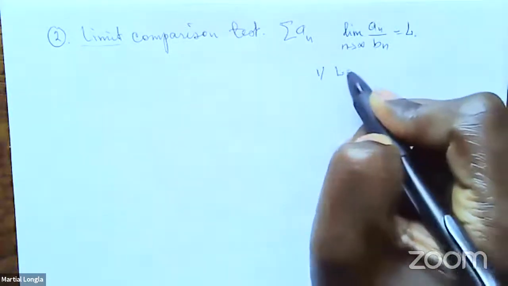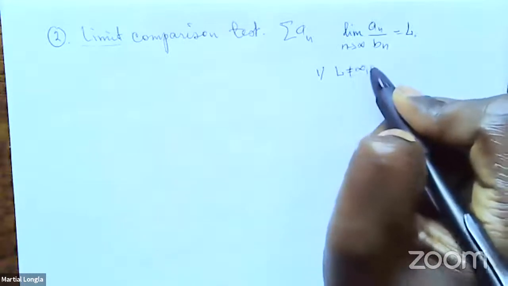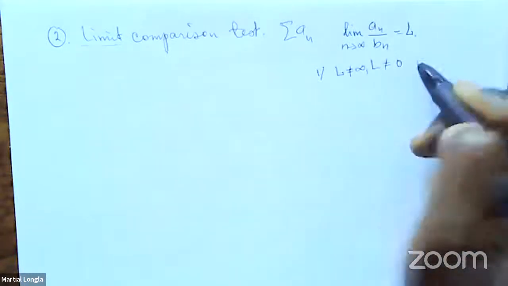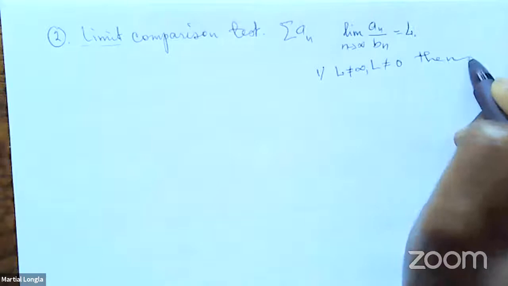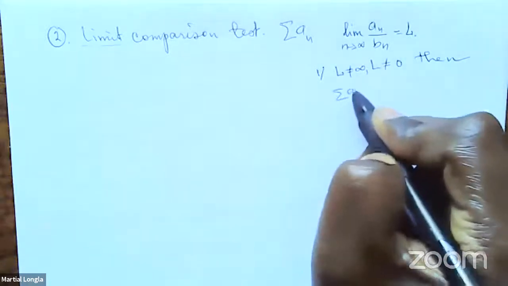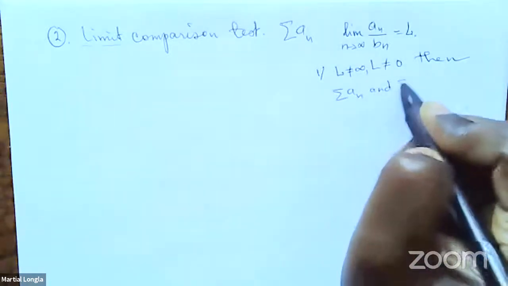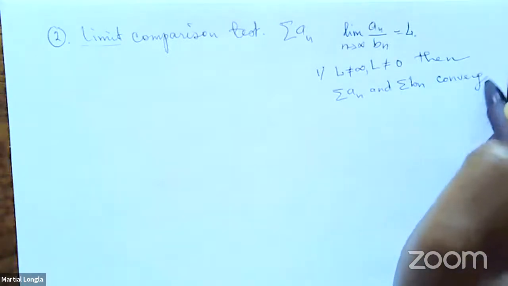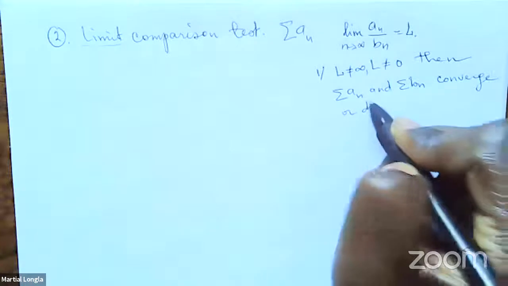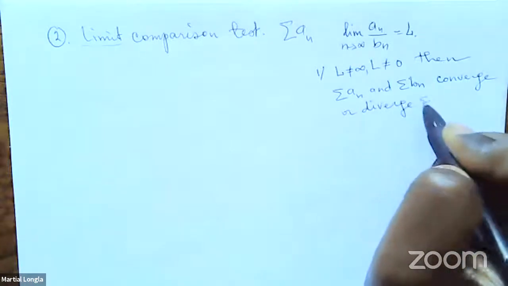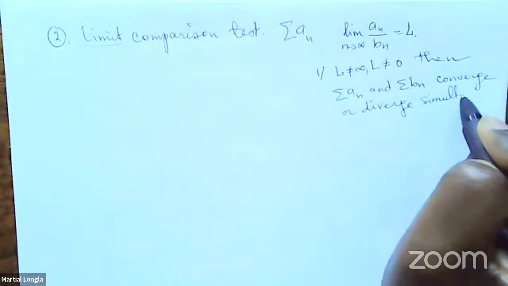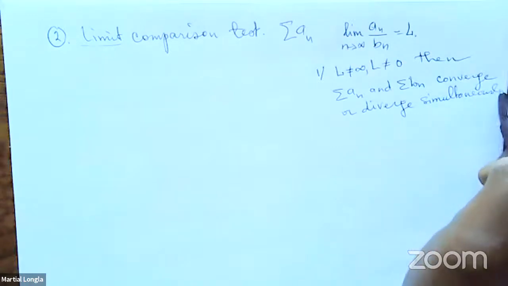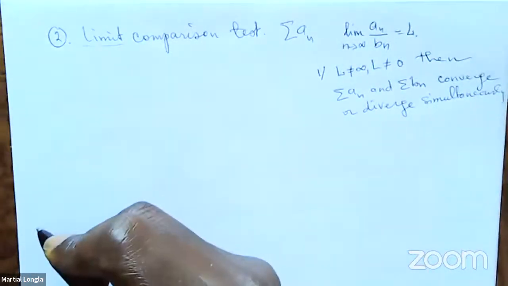If L is not infinity and L is not 0, then the sum of a_n and the sum of b_n converge or diverge simultaneously. That's the rule.